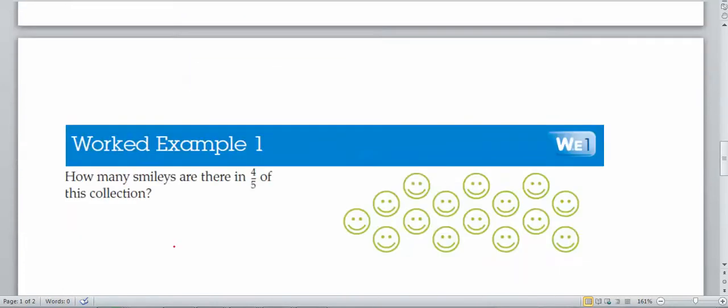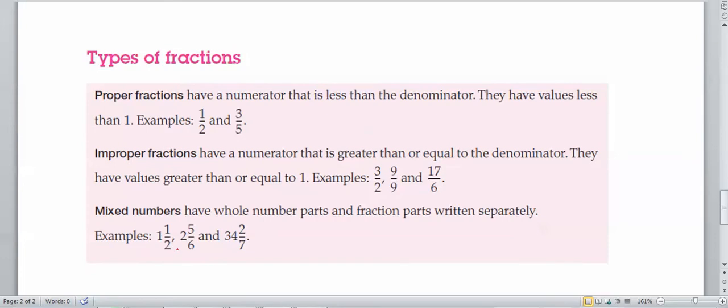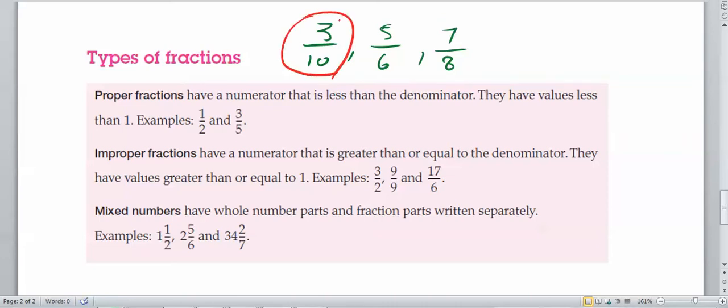So if I was to have a look down here, we've got proper fractions where the numerator is less than the denominator. So these things are proper fractions. So we have 3 parts out of 10. That's a proper fraction because the numerator is less. 3 is less than 10. We have 5 is less than 6. So these are what we know as proper fractions. And of course 7 is less than 8. So these things here are proper fractions.